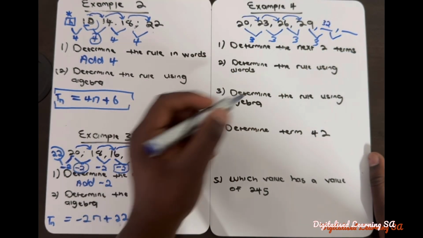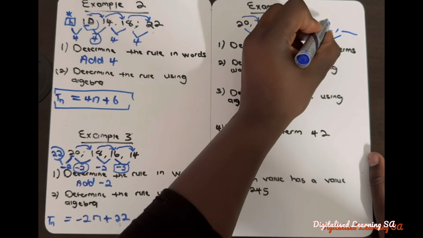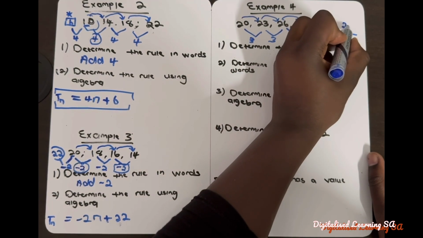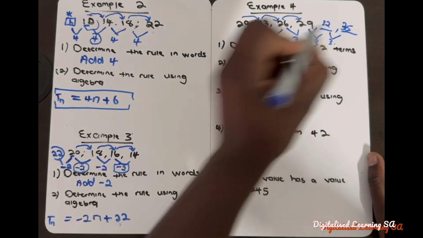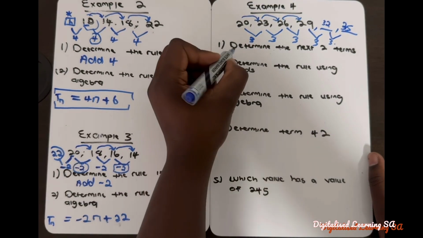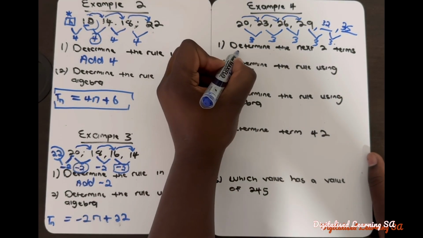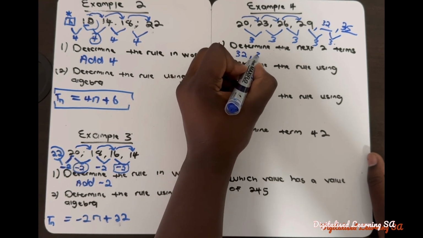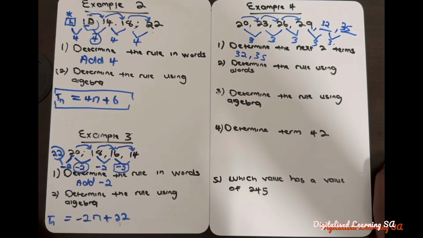And you still do the same. So you take this 32 here and add the 3, and you get 35, meaning that the next two terms will be 32 and 35.